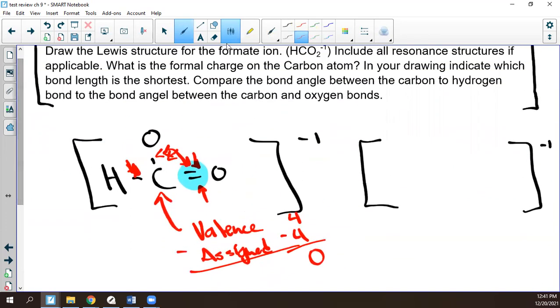Now, I won't ask this, but beware, AP could. It might ask you what the bond order is here and here. Anyone know that answer? Bond order. A single bond is 1, a double bond is 2, triple bond is 3. So we would just think, what? You were close there. 1.5. Why is this going to be 1.5? Because it's a resonance, isn't it? HCOO.